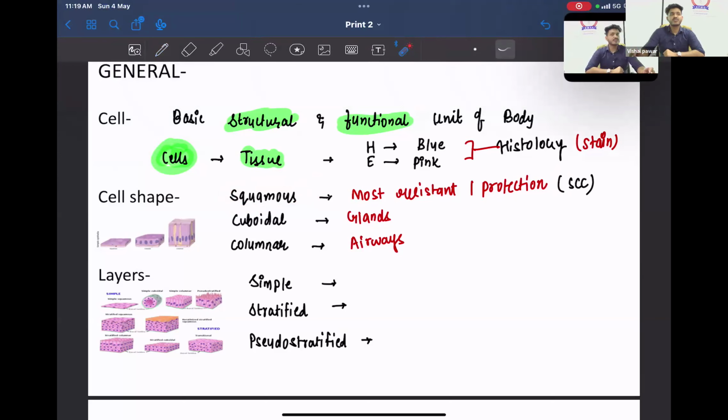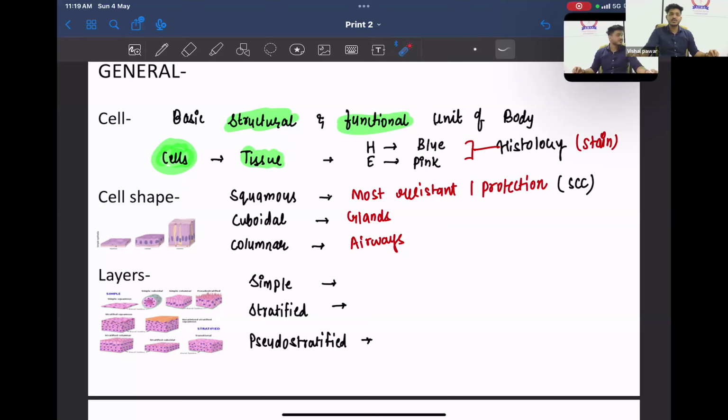Wherever we require protection, like on the skin, the most common cells will be squamous. So what is the most common cancer that can happen? Squamous cell. Your mouth requires protection. You are eating a lot of things, right? So it requires protection, and for that particular purpose, we are going to have what? Squamous cells will be there, right?